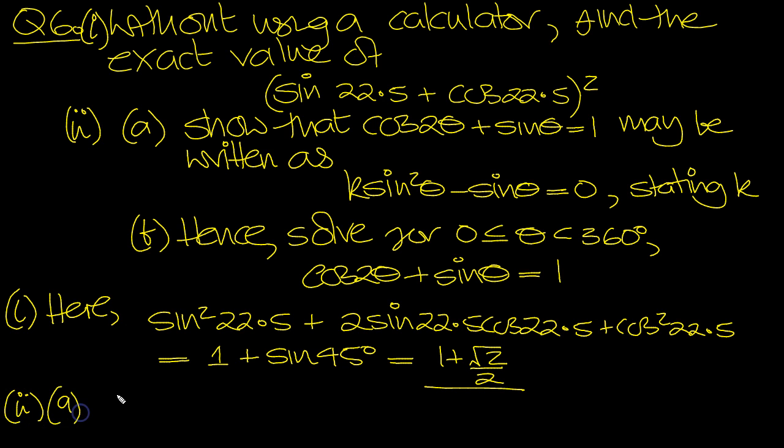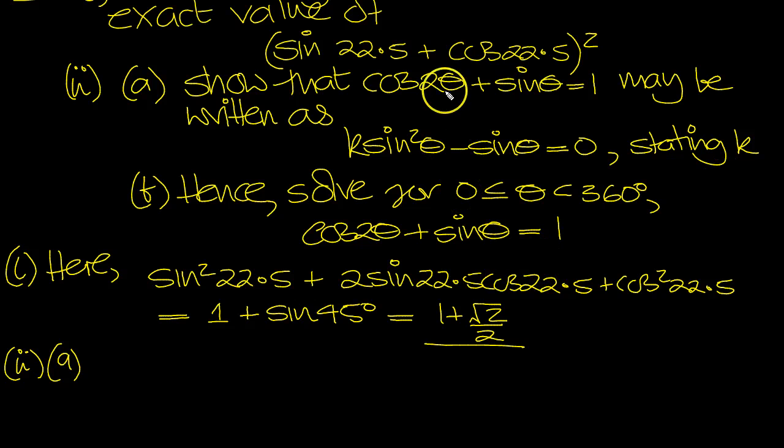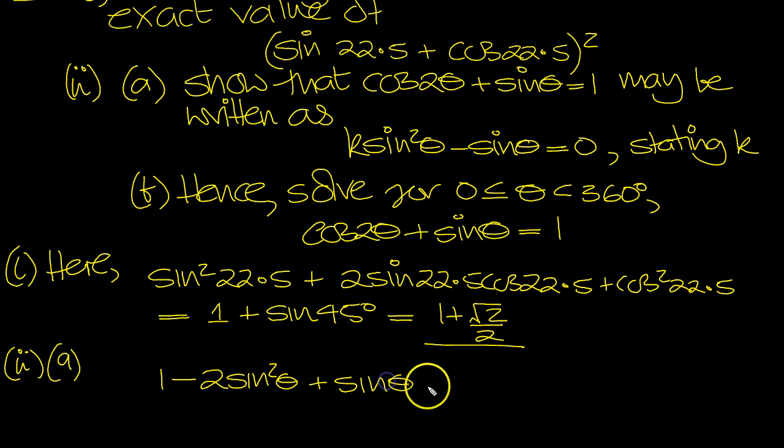Part 2a. Show that cos 2θ plus sine θ may be written as this. So cos 2θ is cos squared minus sine squared, but it's also 1 minus 2 sine squared, isn't it? Plus the sine θ equals 1. So this is what we've got here.